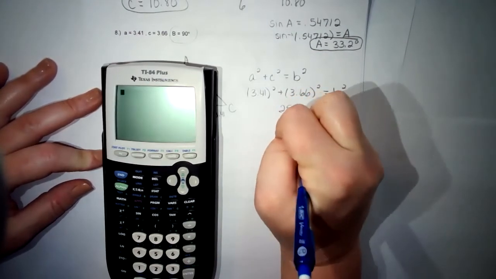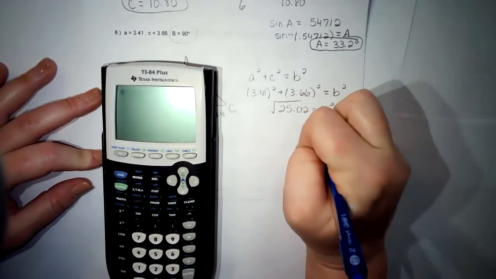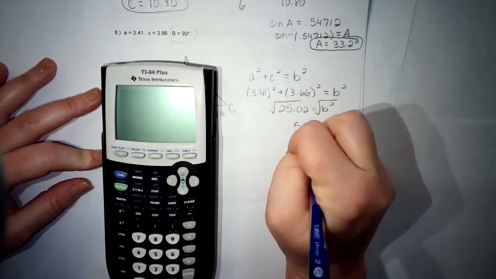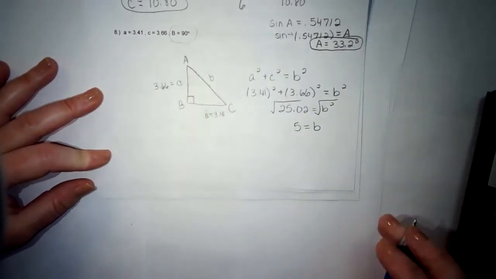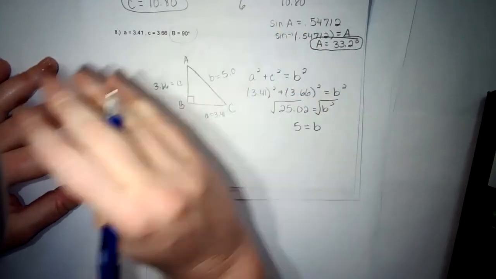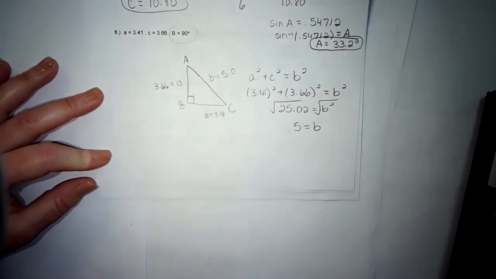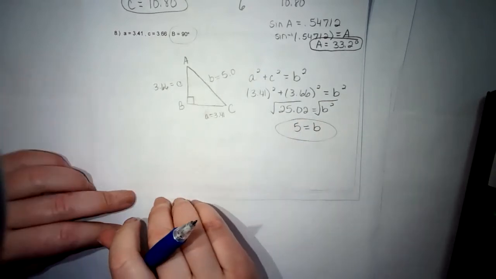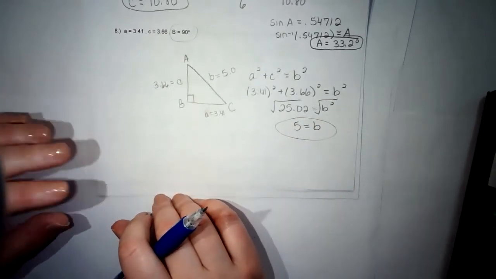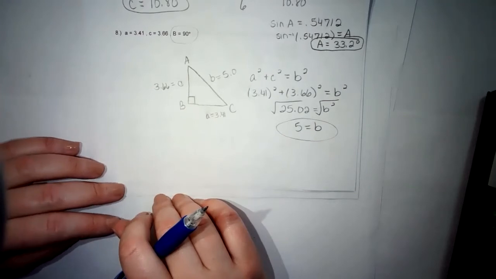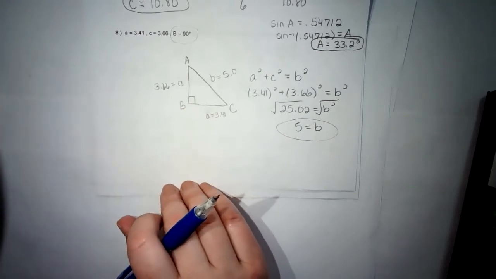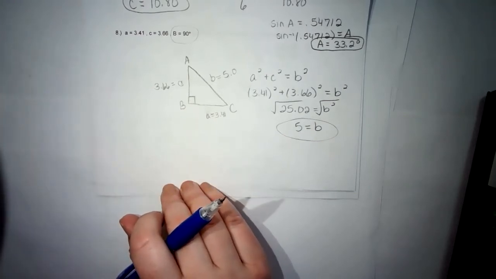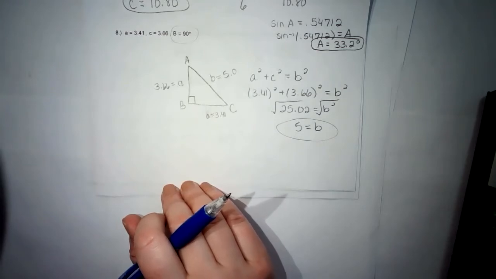I came up with 25.02 is b squared. And then I came up with a nice little 5 is b. Or 5.00, whatever you want to use. All right, so we handled that. Now we have to come up with our angles. Okay, so now is when you get to pick your theta. So I think this is what you were referring to. They're not going to give you a theta here. So you have to choose where you want your theta, and then you just have to stick with it.